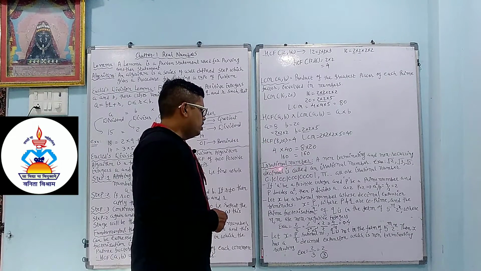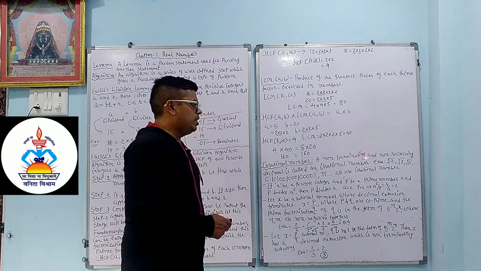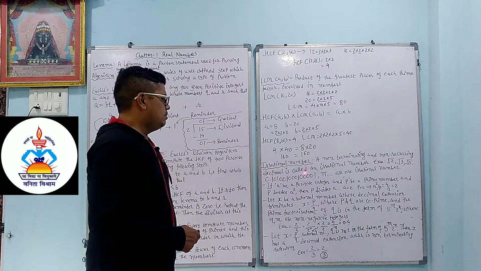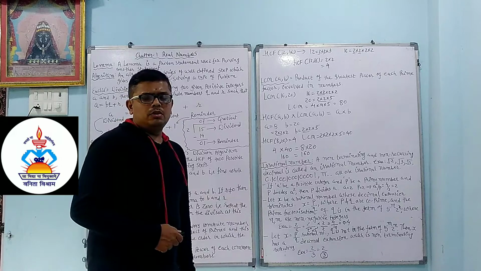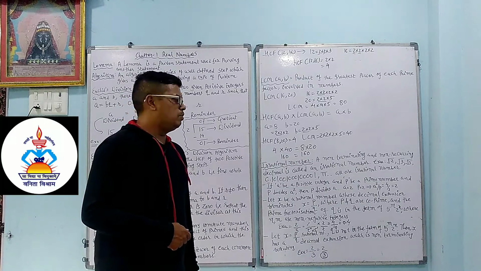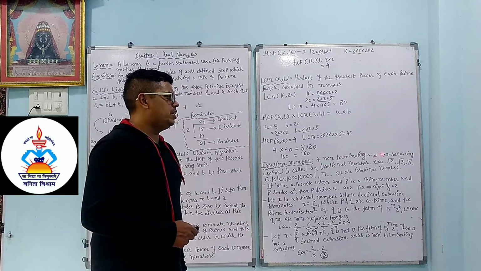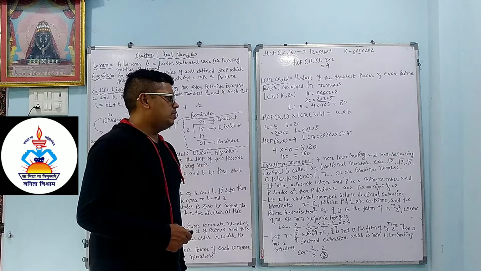Dear student, we are going to learn about the irrational number. A non-terminating and non-recurring decimal is called an irrational number. Example is given, root 2, that is 1.41421356, that is non-terminating as well as non-recurring.